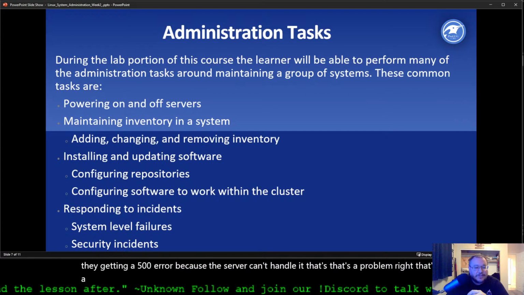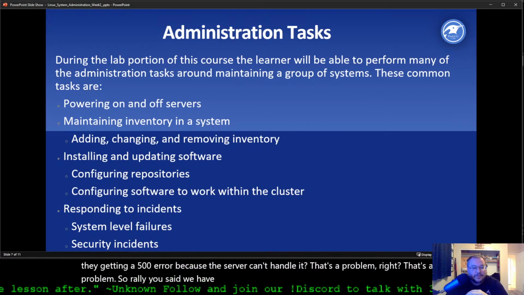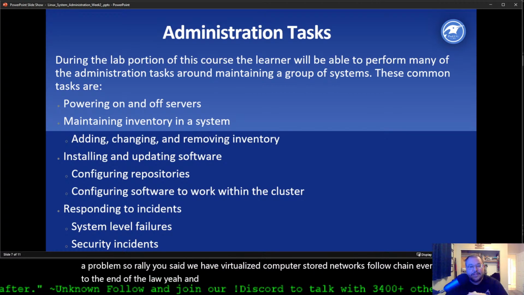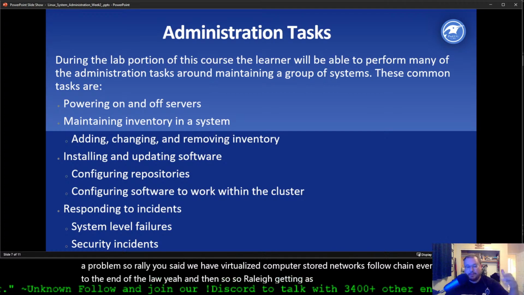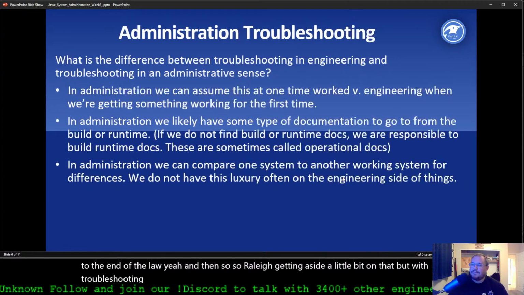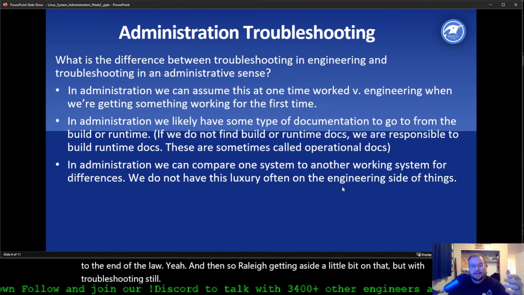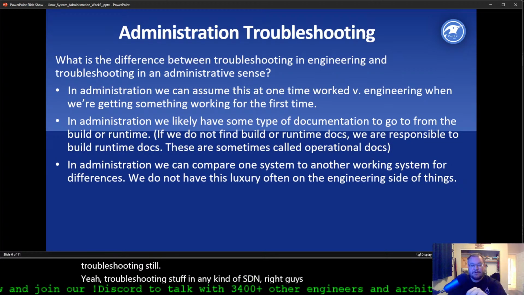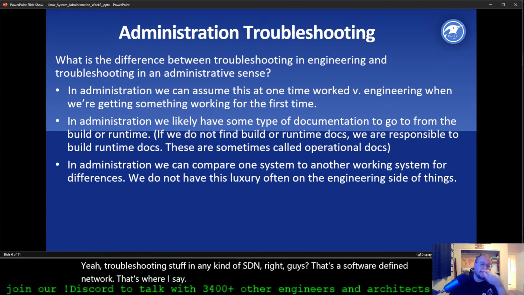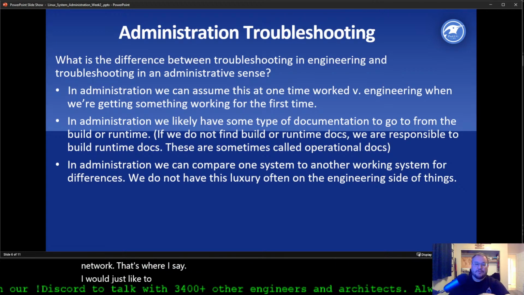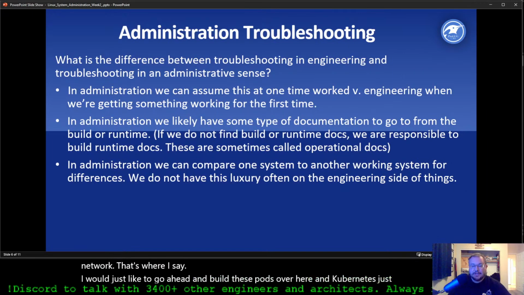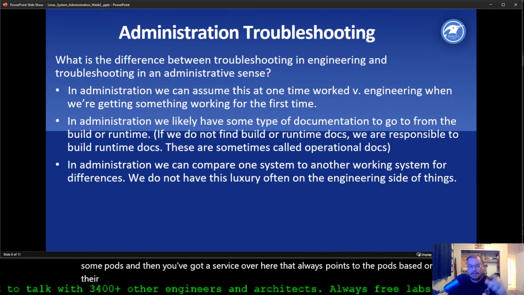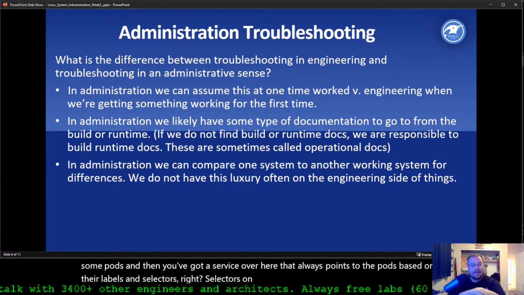So, Raleigh, you said we have virtualized compute, storage, and networks, so following the chain of events to the end is a lot harder. Yeah. Troubleshooting in any kind of SDN, right, guys? That's a software-defined network. That's where I say, I would just like to go ahead and build these pods over here, and Kubernetes just spins up some pods. And then you've got a service over here that always points to the pods based on their labels and selectors, right? Selectors on the service side.